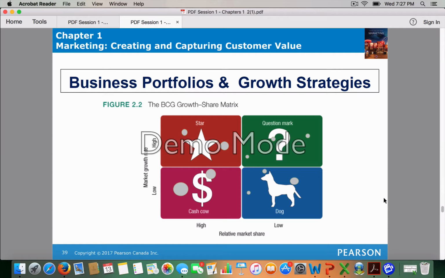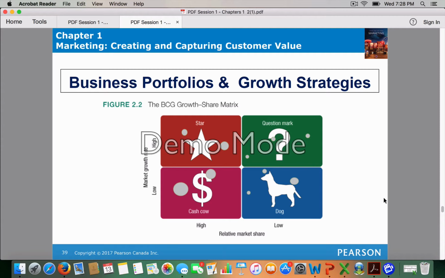And the last product is a dog. A dog is a product that is in a low growth market, so there's very little potential in the future for this product to really sort of take off. And you happen to be low market share. Your product in that industry has relatively low market share. These products don't really offer a whole lot of long-term potential for organizations. There's not much growth potential, and you're way behind the market leaders in this particular product category anyway.